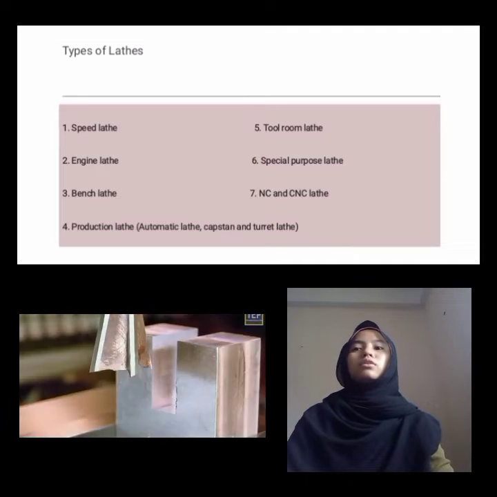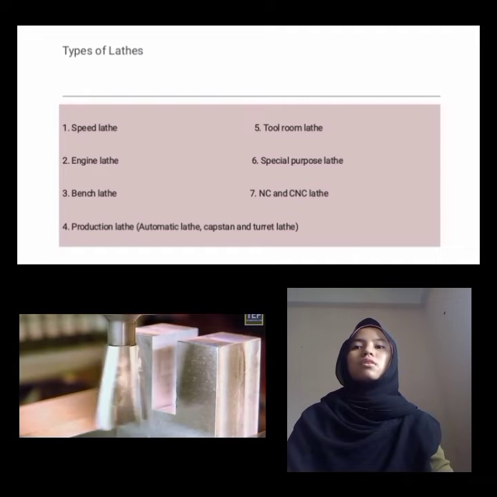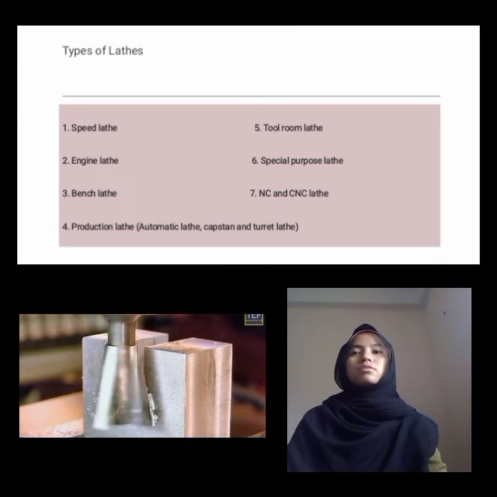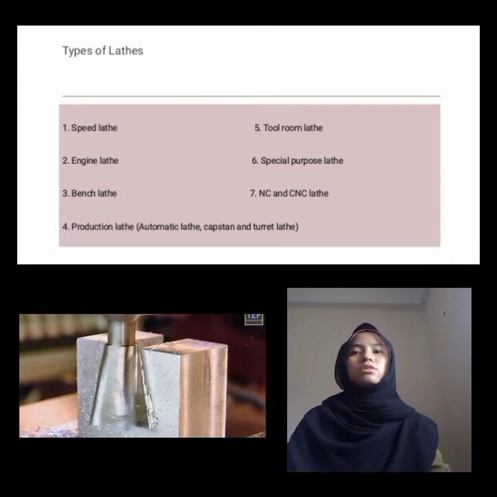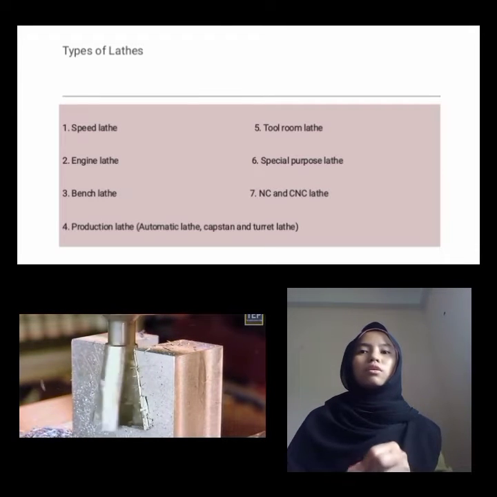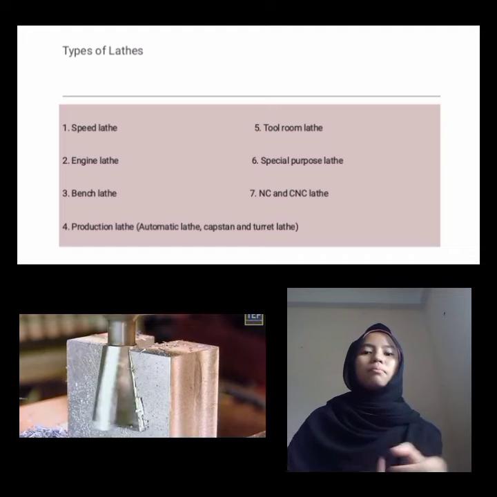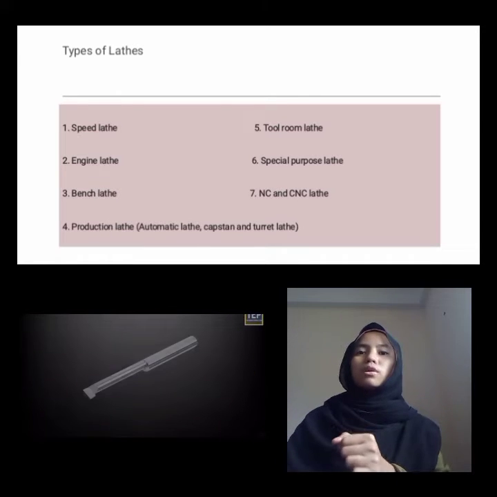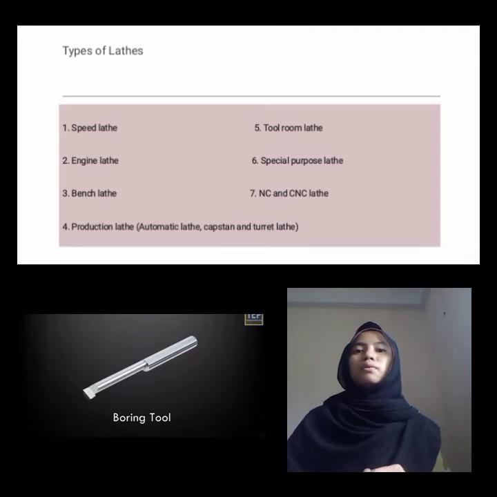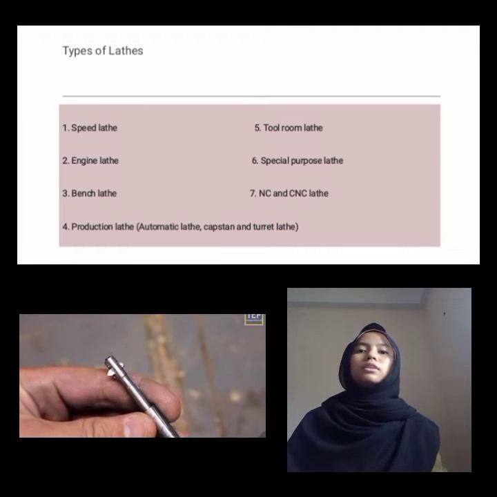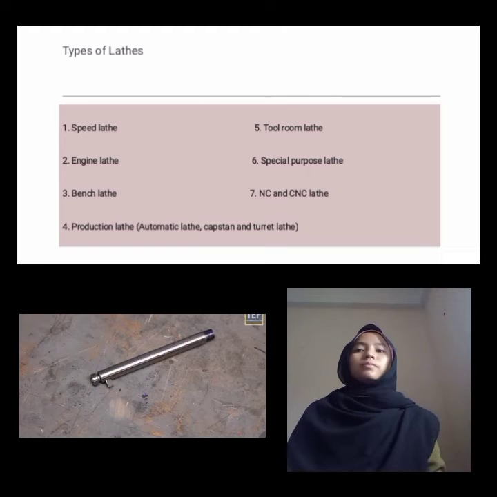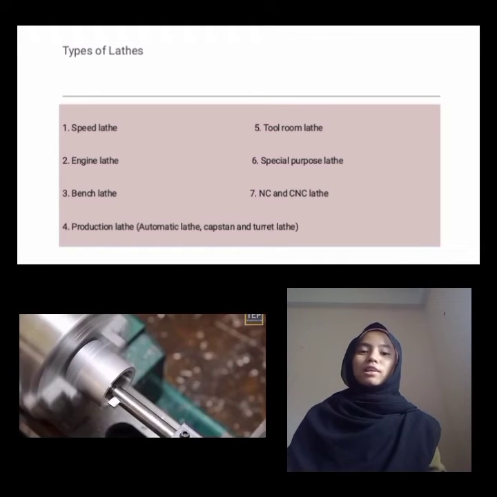Next, we look at the types of lathe machine. I list 7 types of lathe machine. Number one is the pit lathe machine, engine lathe machine, bench lathe machine, production lathe machine, tool room lathe machine, special purpose lathe, and number 7 is the CNC lathe machine. So there are many types of lathe machine that we can learn.